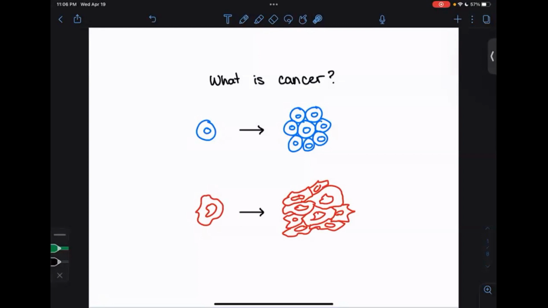Here, we see both a normal cell and a cancer cell. Normal cells come together to create tissues like your skin, heart, or bones. Cancer cells, however, come together to create a tissue called a tumor. And this tumor or tissue is made up of only cancer cells.